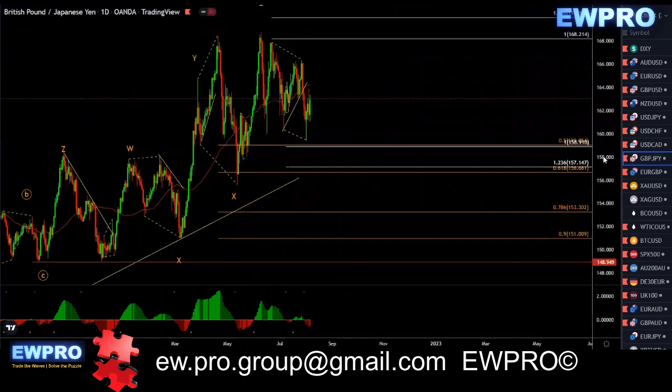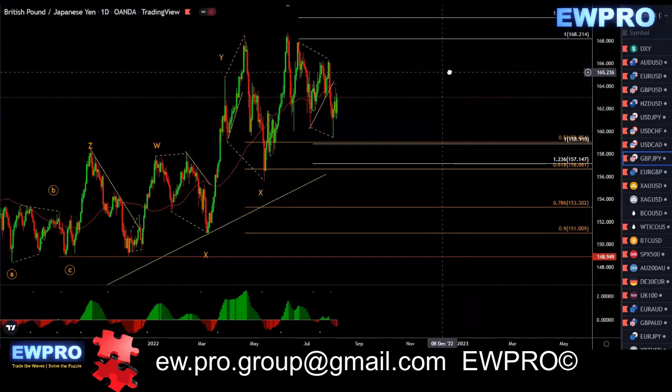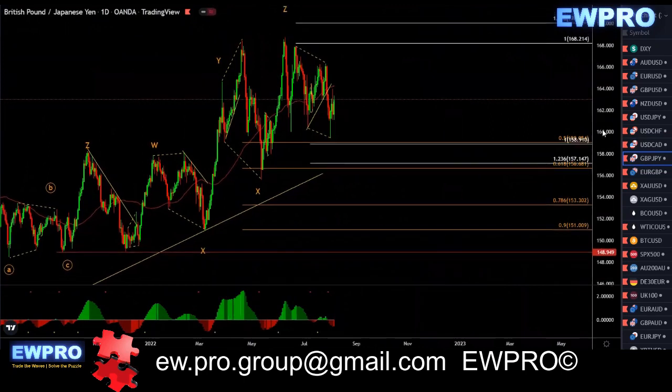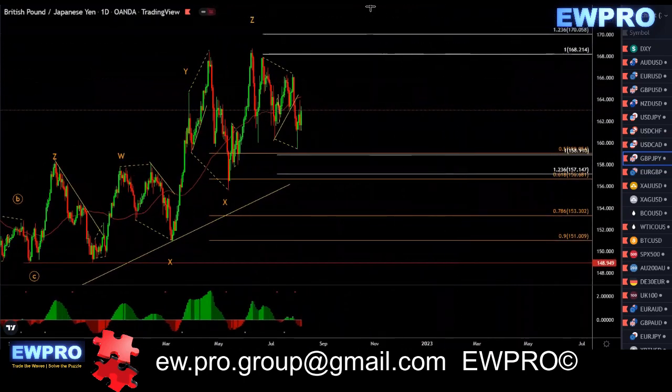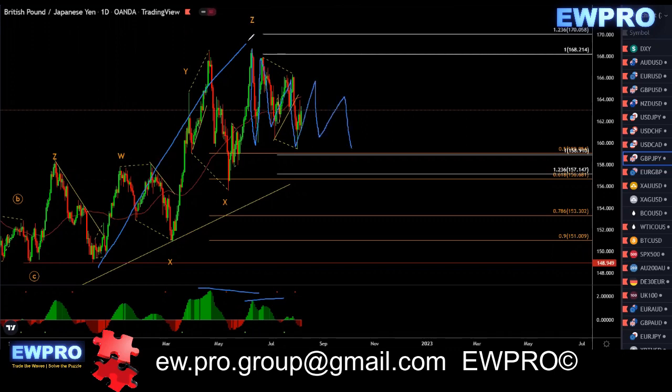USDJPY on the daily. So again, this has become very complex. We got those 5 up. We had the bearish divergence. We had a nice impulse down, but then we had a very deep correction. So again, we're getting this large corrective structure in here.